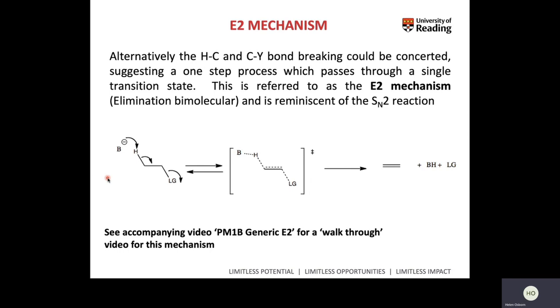So just to remind you, the E2 reaction is bimolecular. That means we have two molecules involved in the rate determining step. We've got our base pulling off the hydrogen at the same time as that bond breaks and pushes electrons in to make the double bond, at the same time as the leaving group departs. And so it proceeds via a transition state to give our alkene, the base with the hydrogen, and the leaving group.